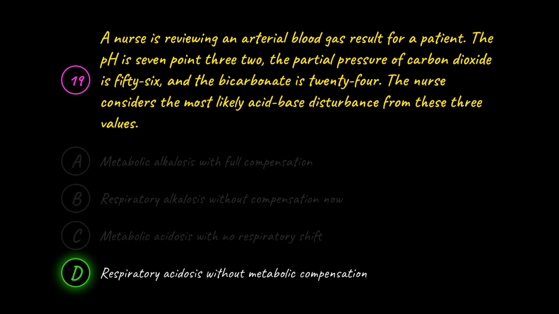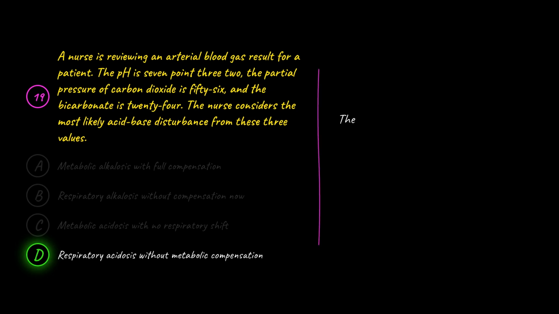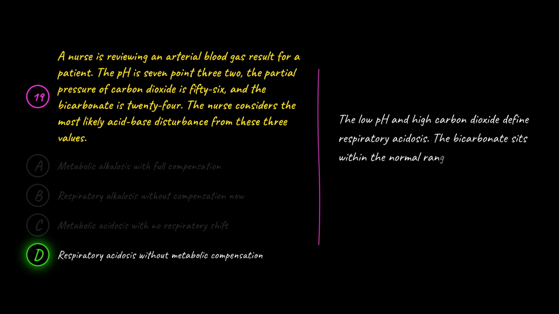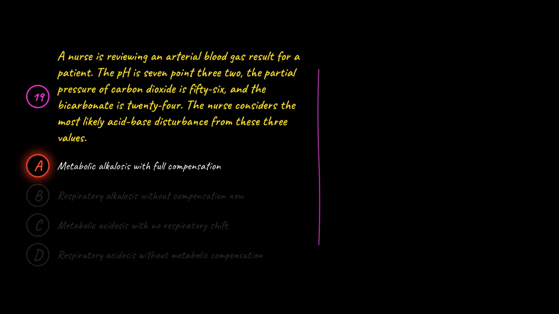The correct answer is D. Respiratory acidosis without metabolic compensation. D is correct because the low pH and high carbon dioxide define respiratory acidosis. The bicarbonate sits within the normal range, indicating that no metabolic compensation has occurred yet, so the imbalance is uncompensated at this point. A is wrong because metabolic alkalosis would show a high pH and high bicarbonate.